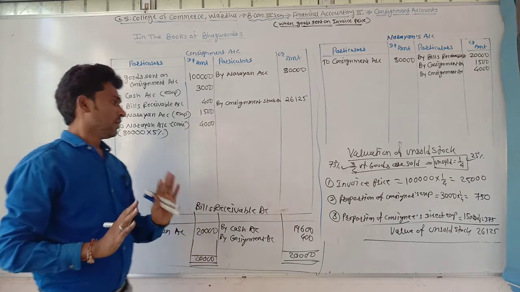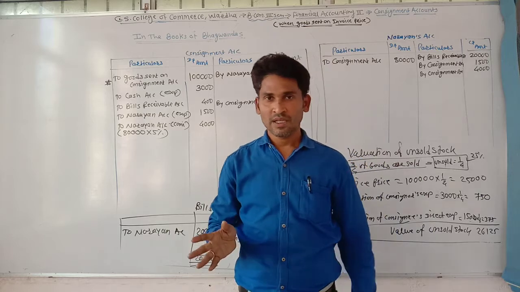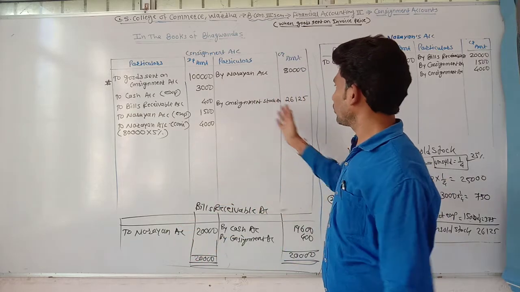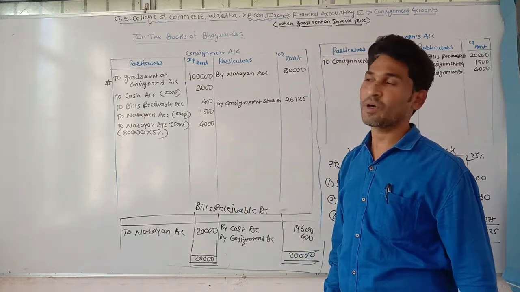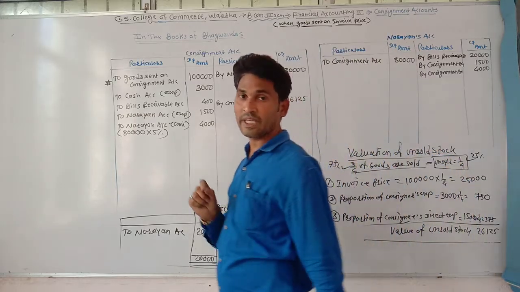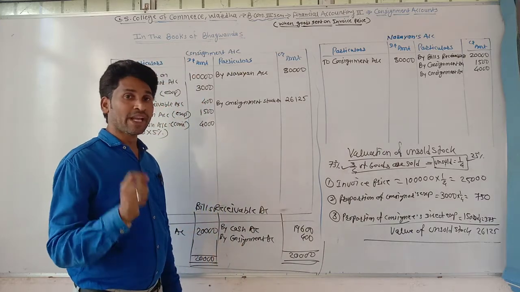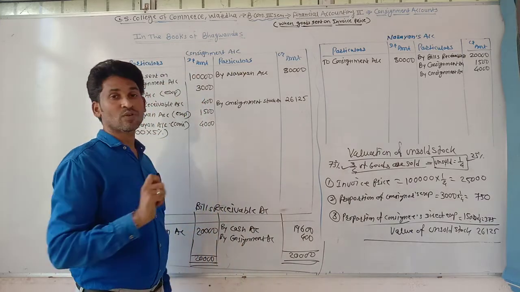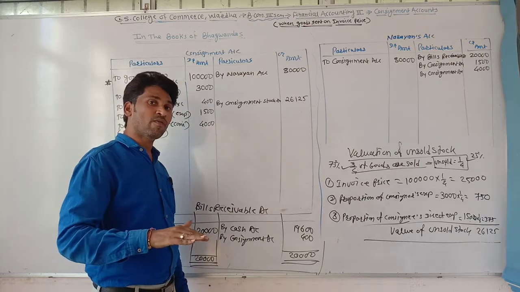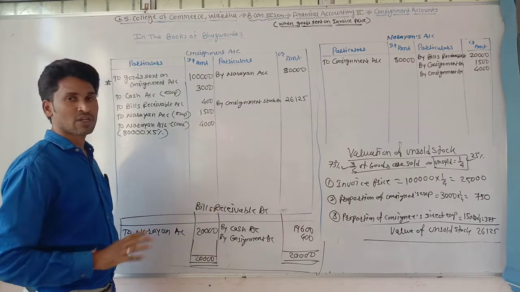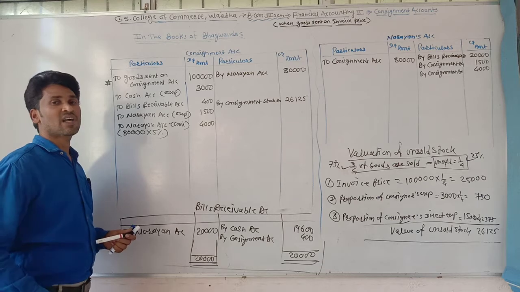Done. If the consignor had sent the goods at cost price, after making the valuation of unsold stock, you can easily calculate the profit or loss of consignment. But the important thing in today's lecture is that when the consignor sends the goods at invoice price, at the time of calculating the profit or loss, we need to deduct all the excess amount.